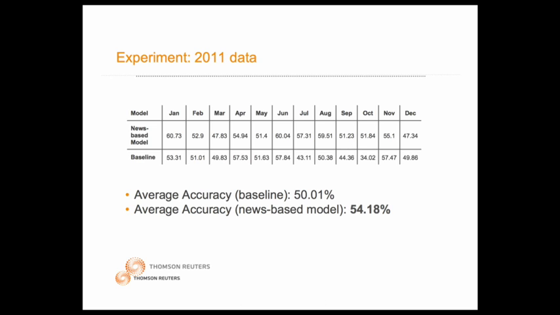Thank you, Armina, for this chart. So this is our predictive power on the 2011 data, month-wise. This is the average accuracy of the baseline model, which is without the news-based models, and this is the news-based model, which is significantly higher than the baseline model.